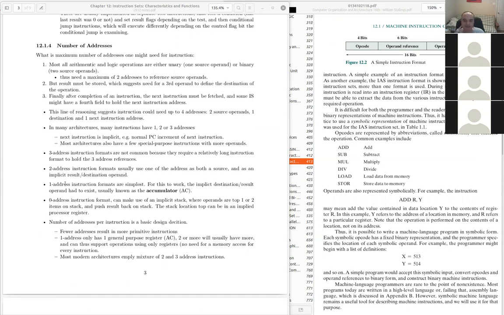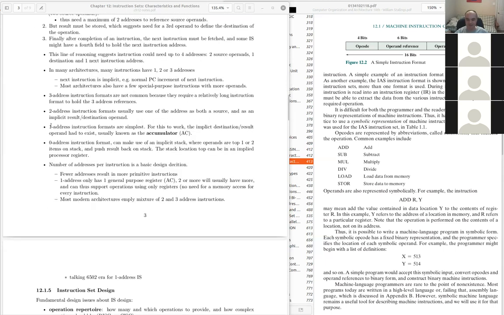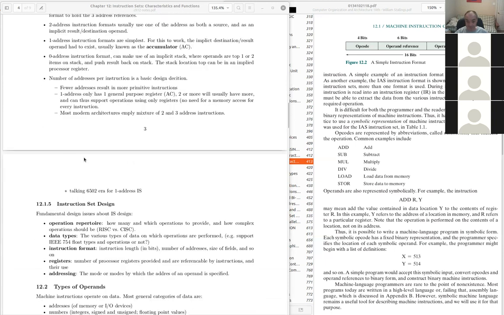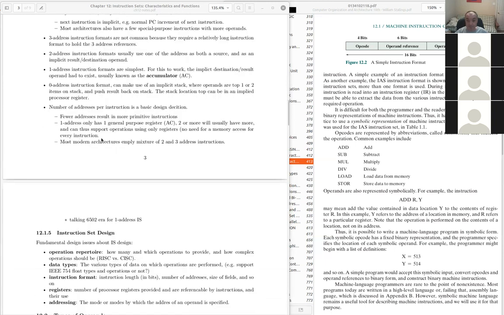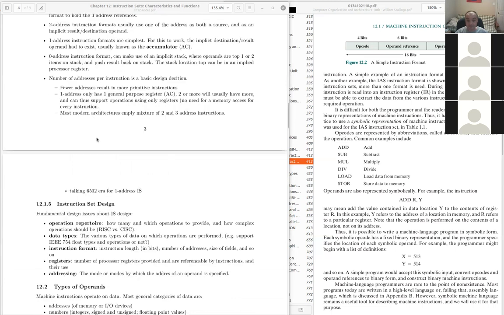So you're like the 6502 CPU, one of the first, the 8088. Both of those, I think, were one address CPUs. The modern x86 and RISC are mostly two address instruction set architectures here. Like I said, it's kind of a mixture of two and three address instructions, I believe, is supported, especially by Intel.